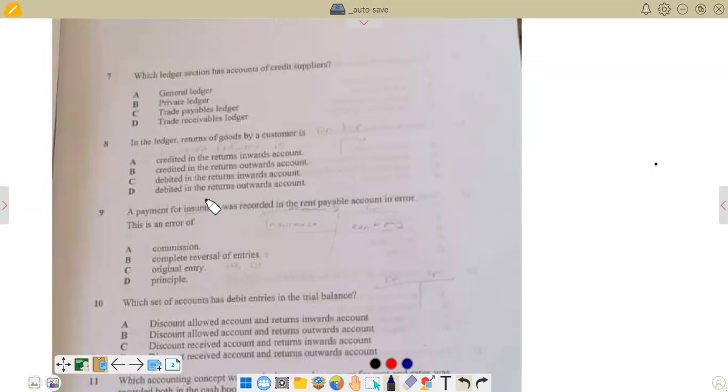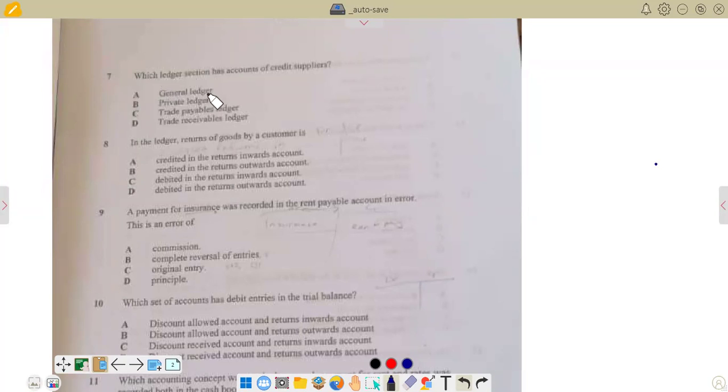Today we want to look at the question paper of November 2023. This is paper one, and we are going to look at specific questions. We are not going to go through the whole paper, but just look at specific questions. So we are going to start with question 7 on that question paper.